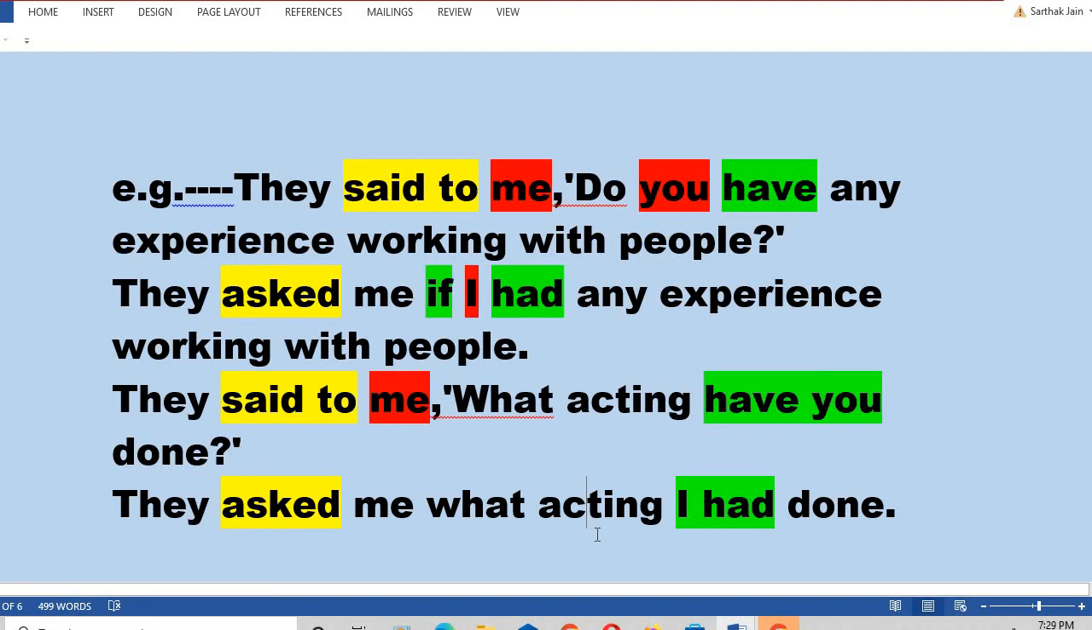You will do similarly in the next sentence. They said to me, what acting have you done? They asked me what acting I had done. Now see, again, to avoid the question mark, you have to reorder the subject and the verb. In interrogation, subject will always come after the helping verb. Here the helping verb has to be avoided because you are changing the tense, and that is why helping verb have will convert into had, okay, in the past perfect tense.